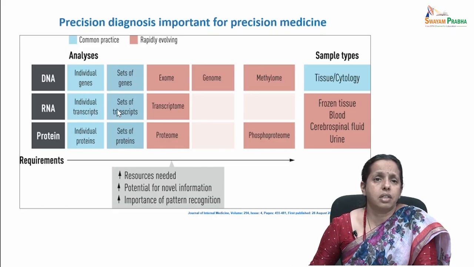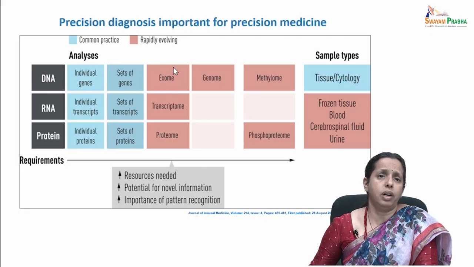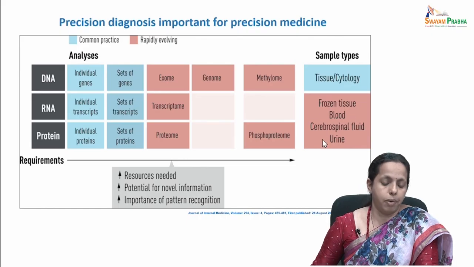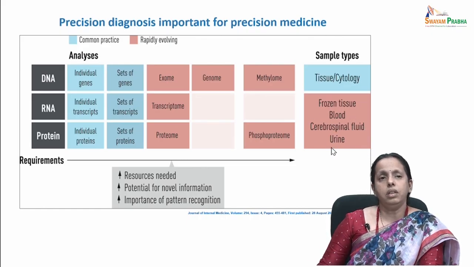Then for individual transcripts, you have a set of transcripts. Then you have the proteome, where you have the MALDI-TOF. This is slowly evolving. Now, instead of taking specific genes, how about going for exome sequencing, transcriptome sequencing, proteome? This is all evolving in the current areas. Then you have the methylome here. As I mentioned, you can even use your blood, cerebrospinal fluid, or the urine.